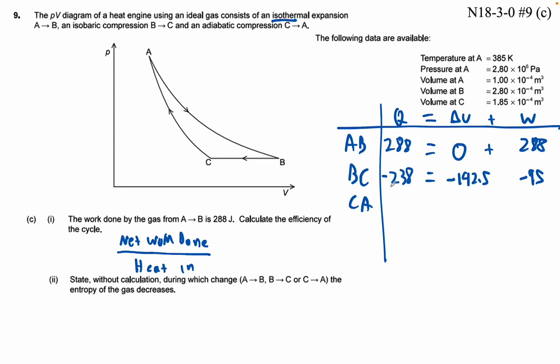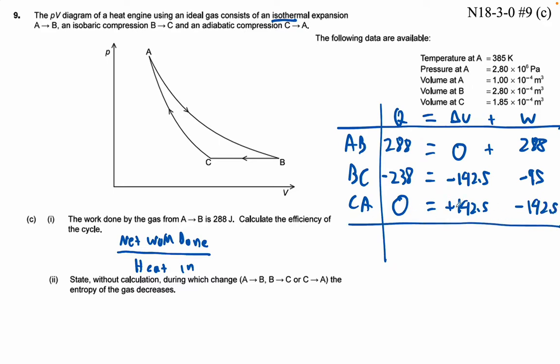Right? And then for CA, we can do a little detective work here. We know that Q is 0 because it's adiabatic, right? Okay? We know that the net change in internal energy has to be 0. Okay? So therefore, we know that this has to be positive 142.5. And then we know that this has to be negative 142.5. Right? Because it has to add up to 0.